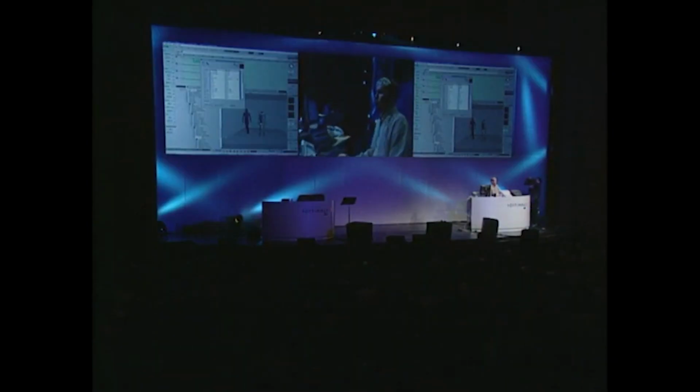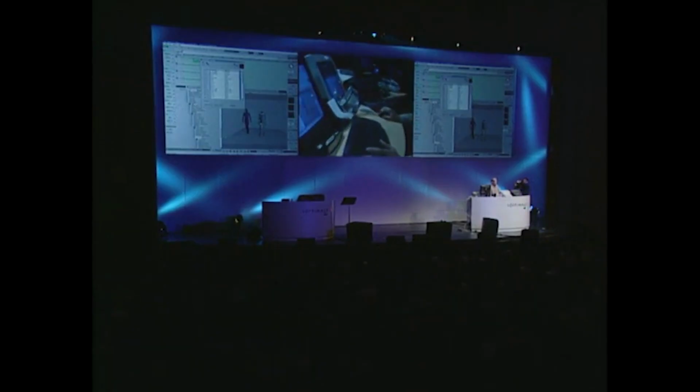This had some immediate advantages over Softimage. Around this time, the problems of Softimage started to rise to the surface.